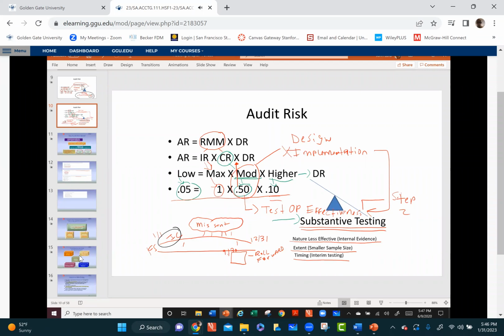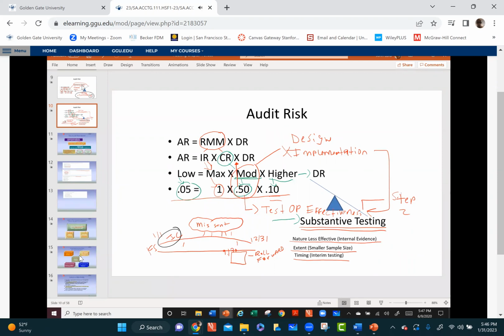Notice from a numerical standpoint, it has gone from 0.05 up a little bit to 0.10. So to keep my audit risk at 0.05, still low, I can accept a little more detection risk because my risk of material misstatement has come down, because of the fact that I have these better internal controls. My control risk now, instead of being at the maximum, is at moderate. And so what happens?